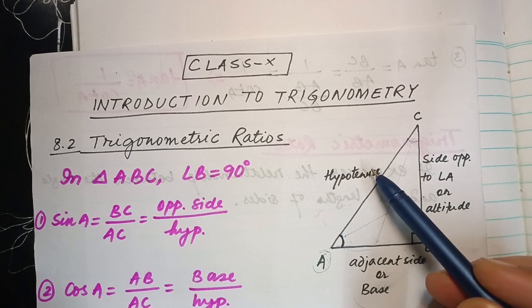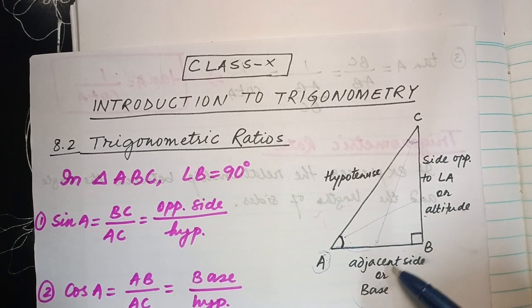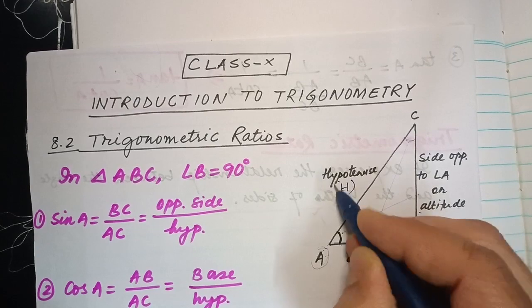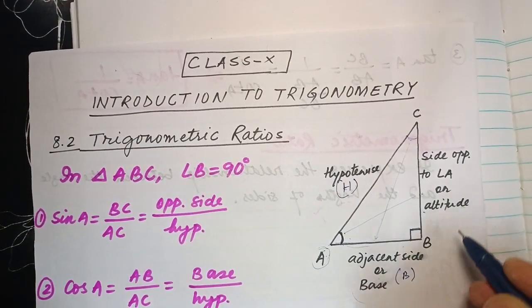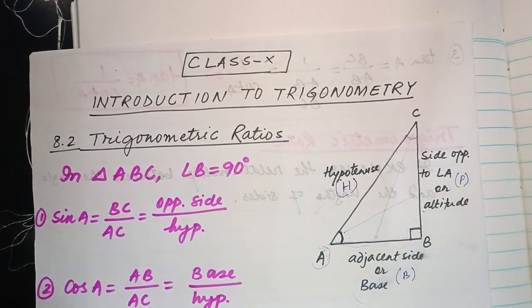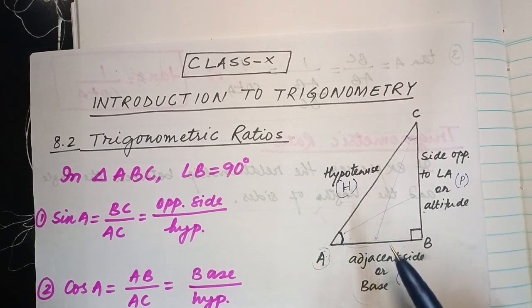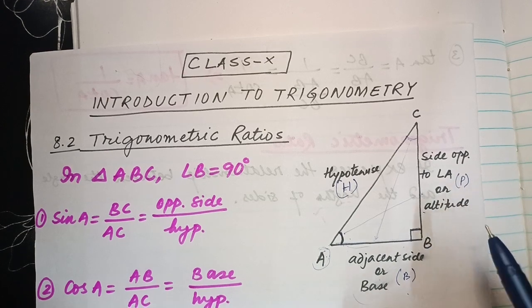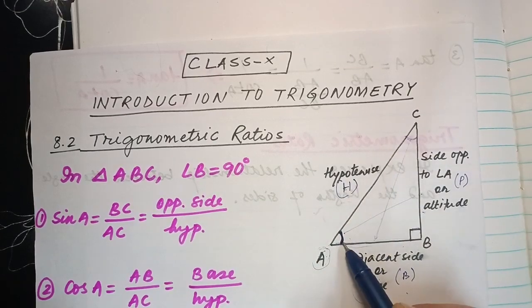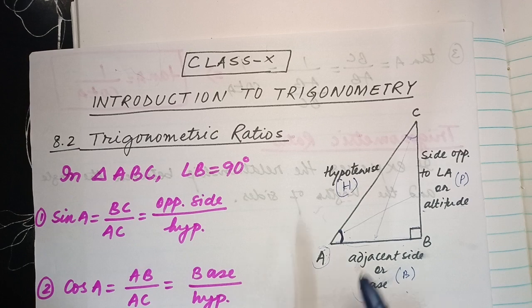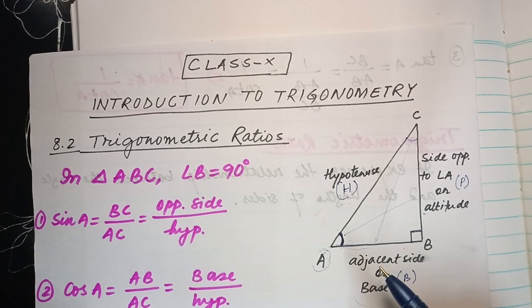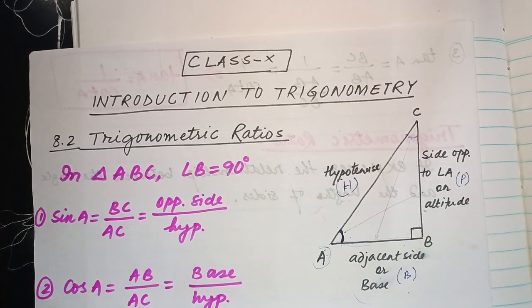So here we are going to study the hypotenuse, the base, or we can call it the adjacent side, and the opposite side. If I write this as H, this base as B, and this opposite side as perpendicular or P, then we'll find the relation between H, B and P. Also we'll have one angle. So this angle will be either this or this. So we'll find the relation between these three sides and this angle. That is all about the trigonometry we are going to study in class 10.